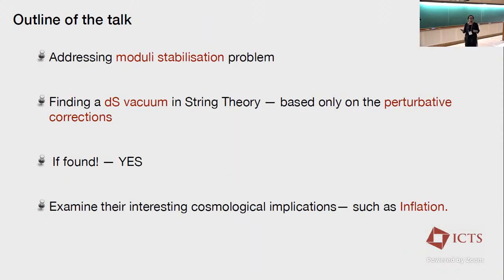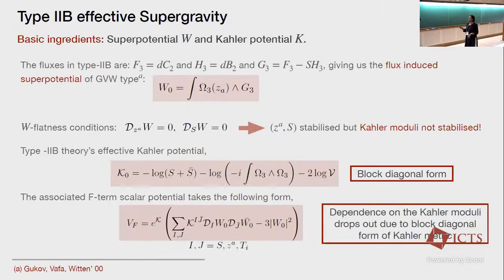I will try to find the de Sitter vacuum, and if found, I would like to study their inflationary implications. Okay, so now this is a busy slide, but the takeaway is the following. After dimensional reduction, you are already in the 4th dimension, and there you can write down a potential for all these scalar fields, that is the complex structure and scalar moduli, through this well-known superpotential and scalar potential first given by Gukov, Vafa, and Witten.